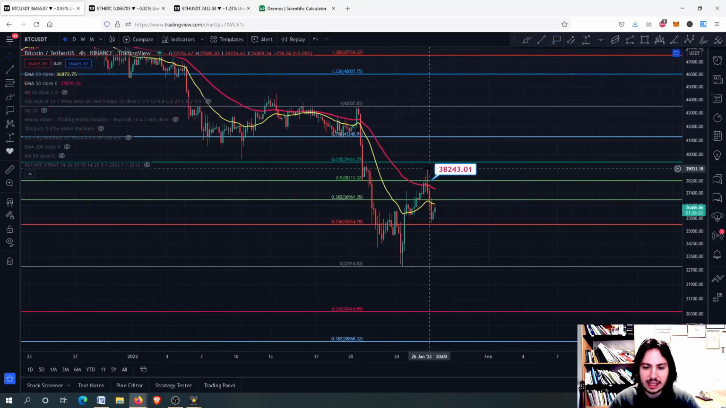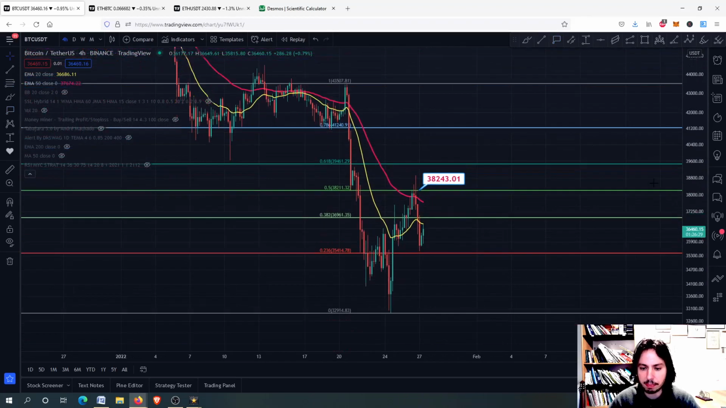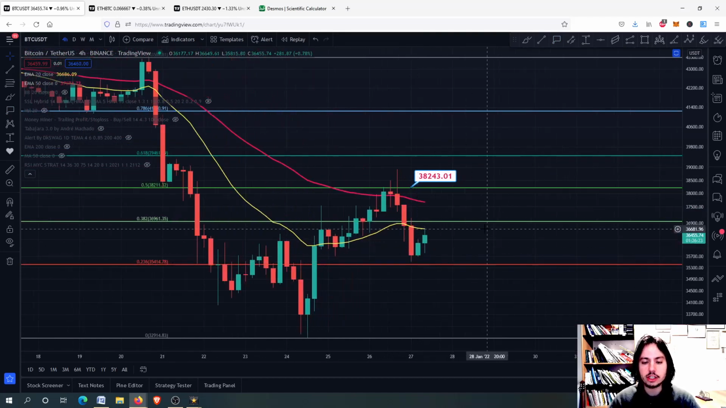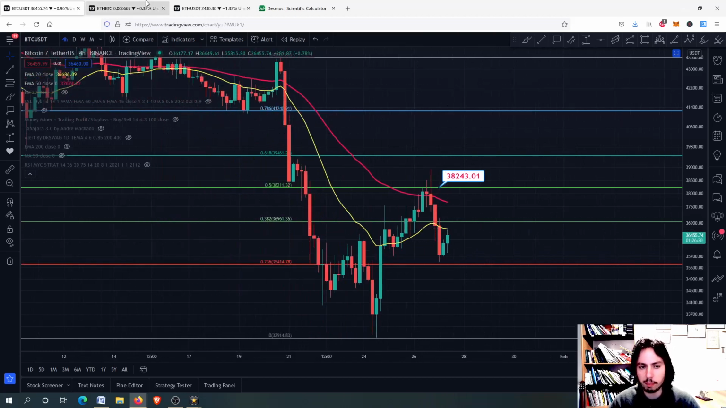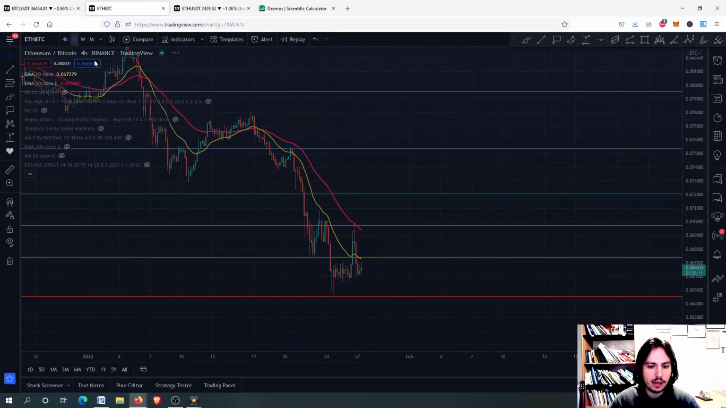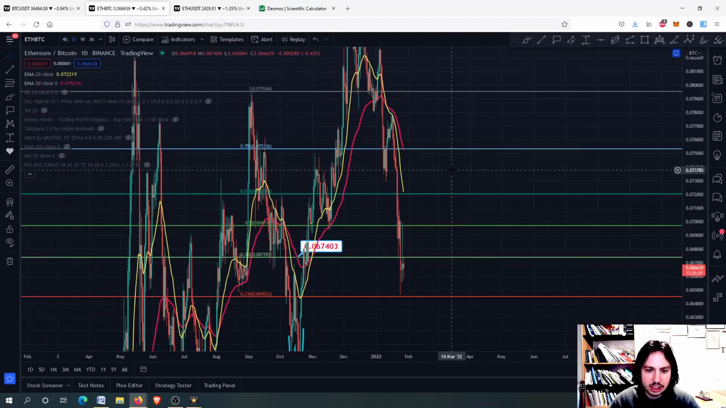We retraced, we actually went back up to the 0.5 and then from there retraced back down to near 35.4 to 35.5. Okay, so right now, what is the future for Bitcoin? We are going to see that in a minute. Let's go to the Ethereum against Bitcoin chart first. The Ethereum against Bitcoin chart is bleeding so much.